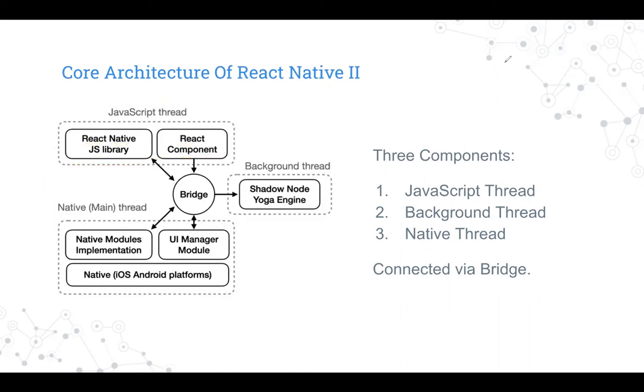The important aspect to really be clear on here is the native or main thread, which has native modules implementation, native commands, and even a UI manager module. The point is to take all of our JavaScript code and somehow use this sort of bridge and thread to connect all components together in order to make an application that seems native, but is really written in JavaScript.